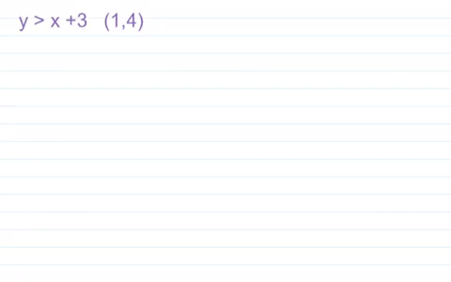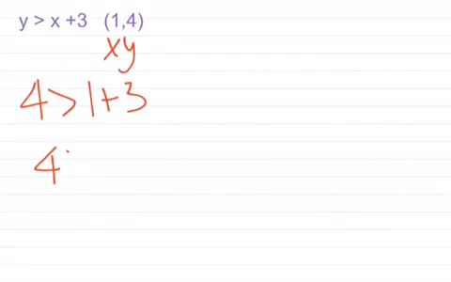All right, on your homework, it'll give you a linear inequality, and then it'll have you check that point to see if it's true or false. All you do is plug it in there. It says to determine whether or not the ordered pair is a solution for this linear inequality. Remember, this is your x, that's your y. So we'll do 4 greater than 1 plus 3. That would say 4 is greater than 4, which is a false statement. So this coordinate is not a solution for that inequality.